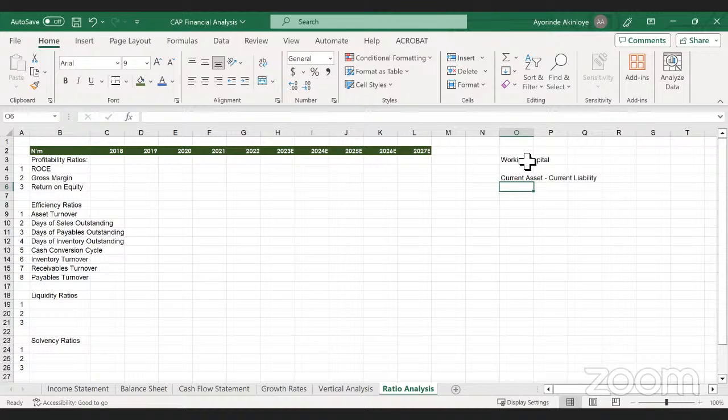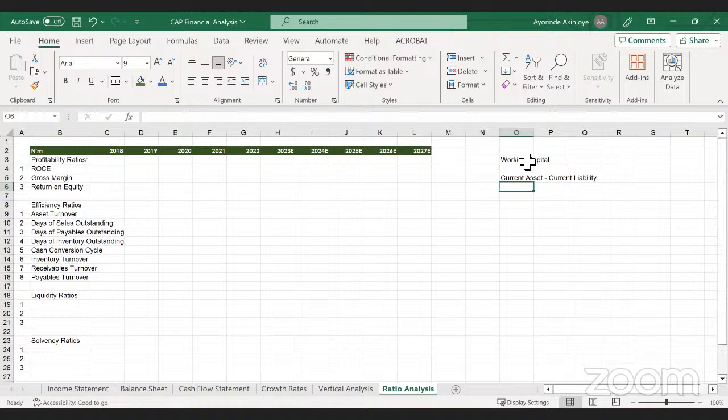So when you subtract, whatever is left, if it's a positive figure, it means that you have more current assets than current liabilities. So that means you need that extra cash to finance the asset acquisition. So that is working capital. That's why it's referred to as capital.